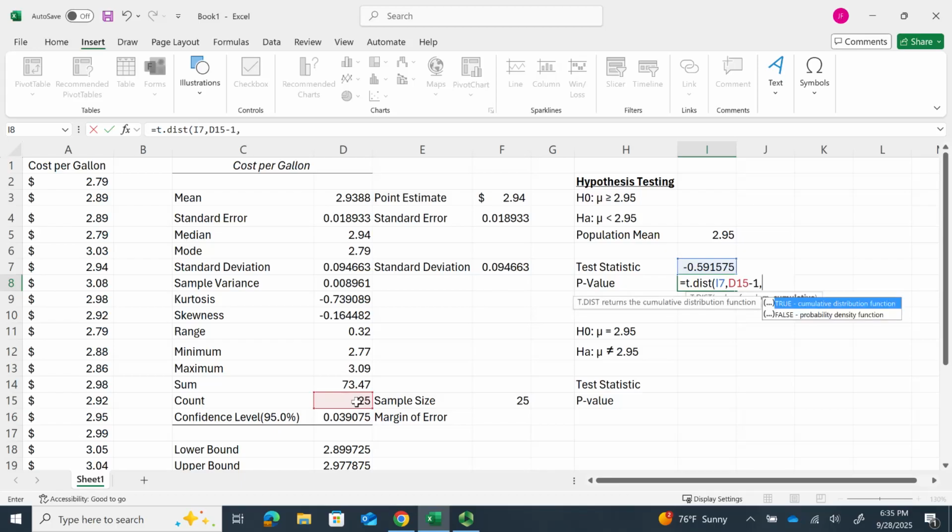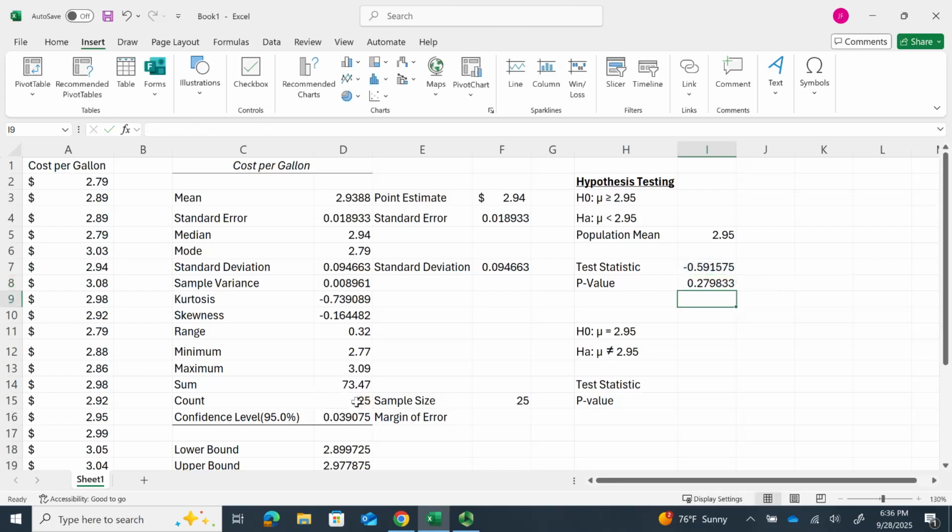And then the last argument is whether or not this is a cumulative distribution. So we want to say true with this. We are using a cumulative distribution, and when we hit enter, that should give us our p-value of 0.279833. So that's how we could get our test statistic and our p-value for this.